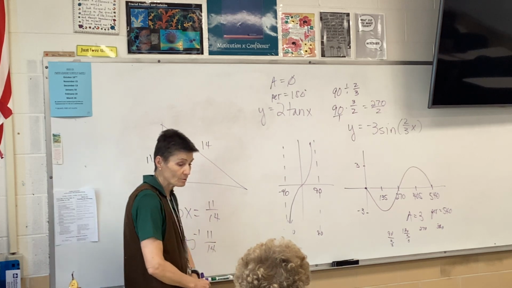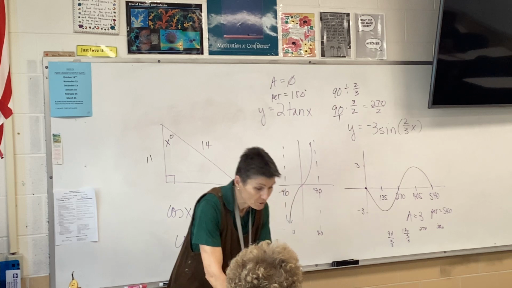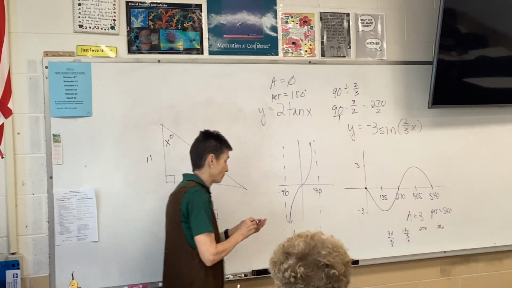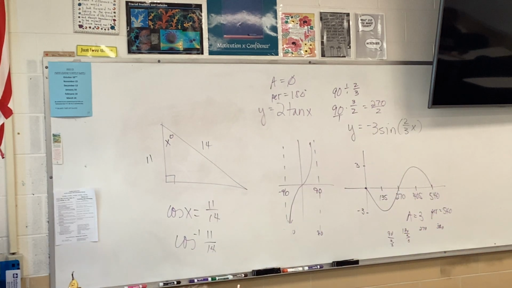So second cosine 11/14 is 38.21 degrees. Would you agree with me? 38.21. All right, we'll keep going.